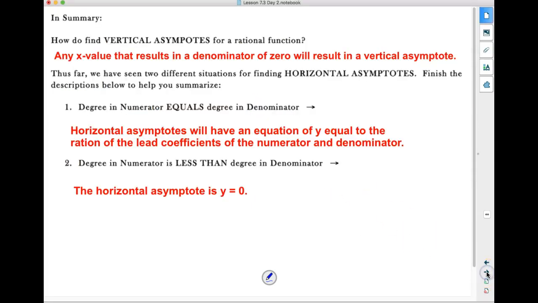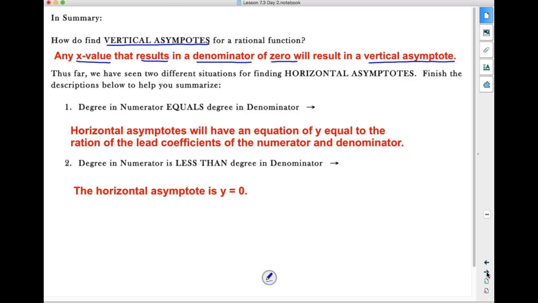This is just a page you have to memorize, guys. Sorry about that, but you just got to remember, how do you find vertical asymptotes? You find vertical asymptotes by basically factoring the denominator and setting each factor equal to 0. Any x value that results in a 0 in the denominator is a vertical asymptote.